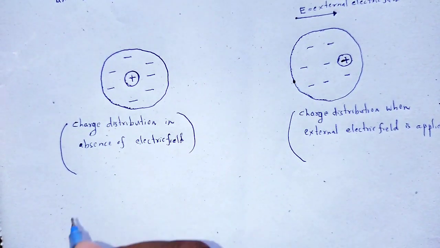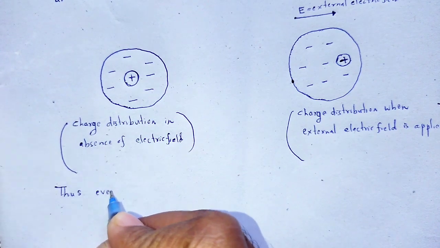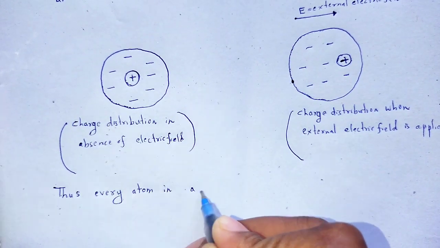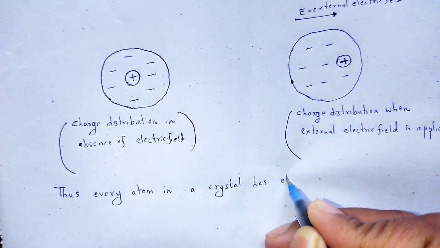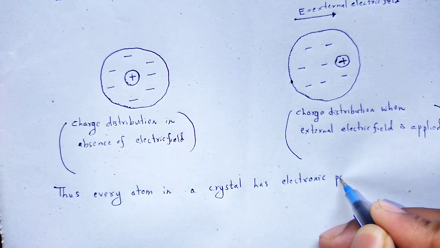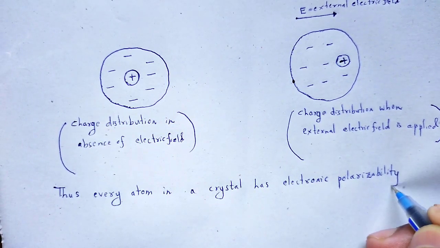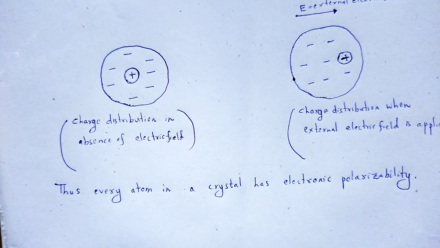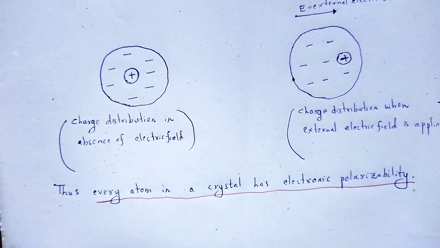Therefore, we can say every atom in a crystal has electronic polarizability, and in each atom that kind of phenomenon occurs. Every atom in the crystal has electronic polarizability.